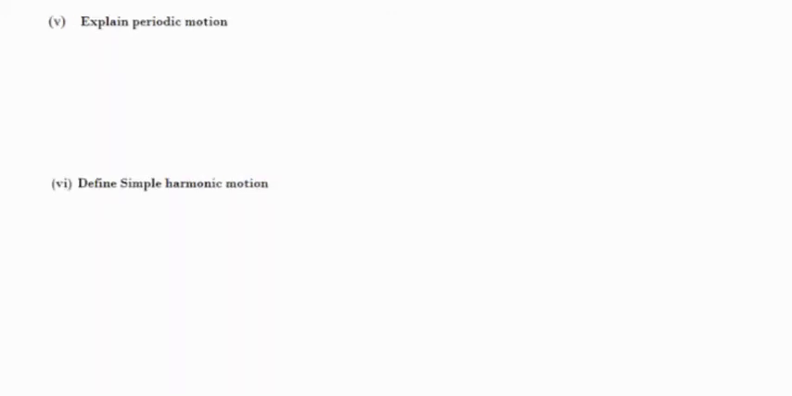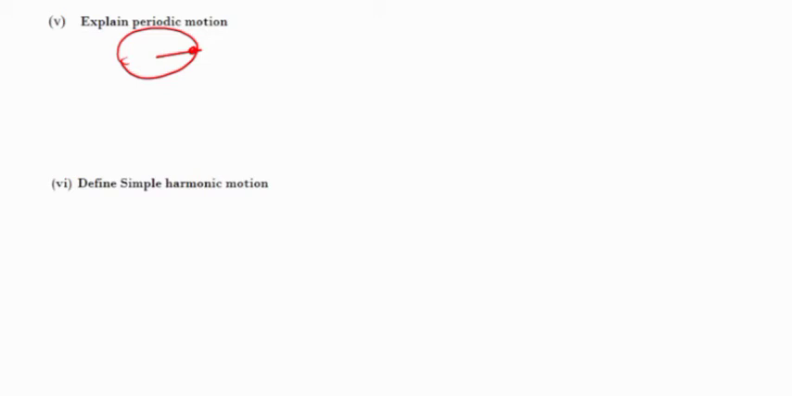Explain periodic motion. What is periodic motion? Periodic motion means any repetitive motion shown by an object with a periodic time. It's like the motion of the moon around the earth, or the earth around the sun, anything repeating with time. Now define simple harmonic motion.